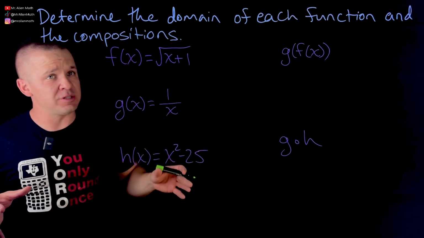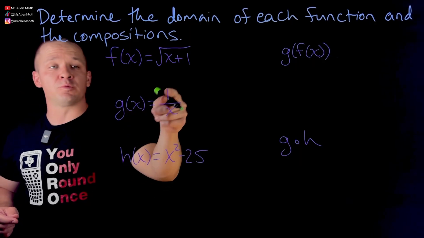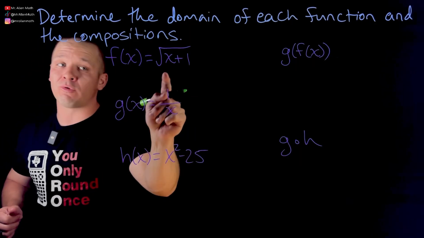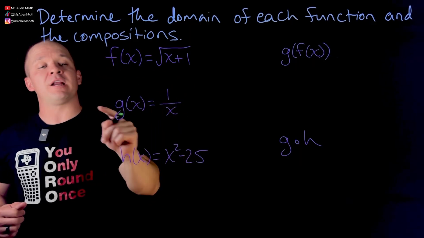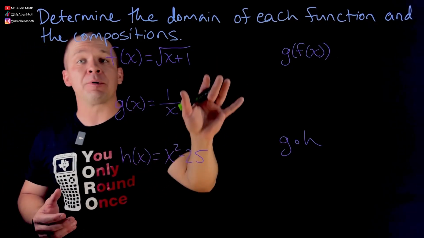So we have three different functions here. F of x equals the square root of x plus 1. G of x equals 1 over x. We have a radical and a rational. And we have a quadratic down here. H of x equals x squared minus 25. And then a couple compositions.